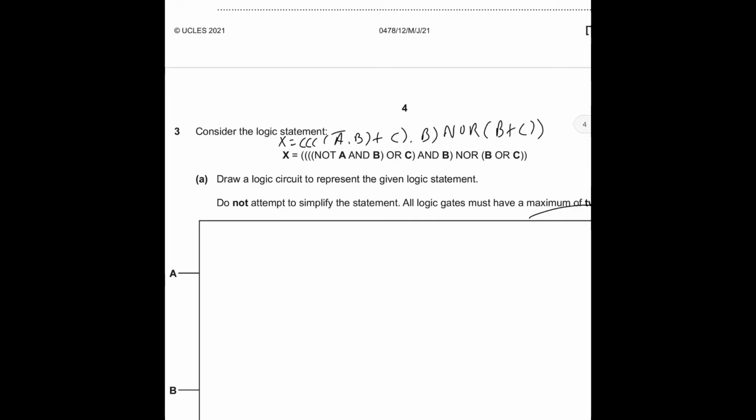So work one step by step. This is a NOT gate, so A should go through a NOT gate. It's usually a triangle with a small circle next to it. Then it's connected with B using an AND gate. Actually, you don't need to do this step, I'm just doing it for my reference. You connect these both with an AND gate, which is usually drawn like this.